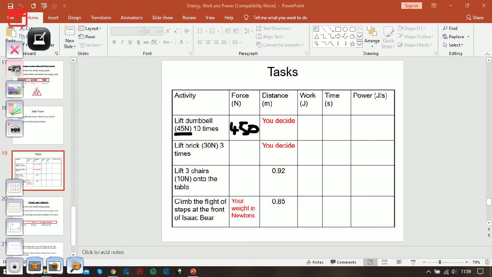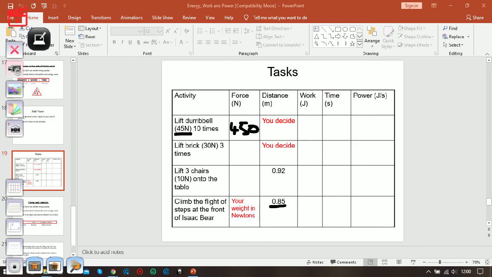Same for the third one, right? Lift 3 chairs, 10 newtons. So you're lifting 10 newtons 3 times. Okay, not going to insult your intelligence by doing that one. And then the last one, climb the flight of the steps at the front of Isaac Bear. I would love to say I went and measured them, but I didn't. I estimated this, right? So that's how high I'm saying they are.